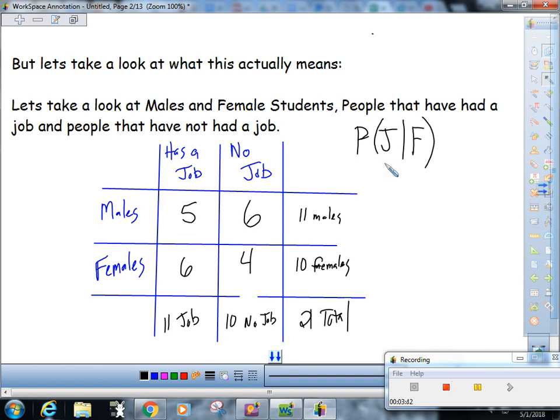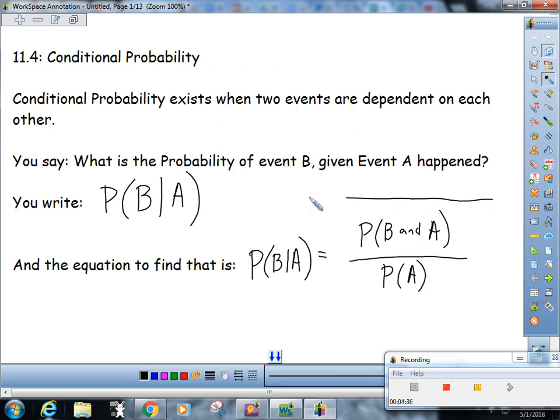Okay? You would look and say, what is the probability that you have a job over in this column, given that you are a female? Well, how many of those people have jobs? 6. And how many females are there? 10. So that's 60%. So if you are a female in this room, what's the probability that you have a job? 60%.